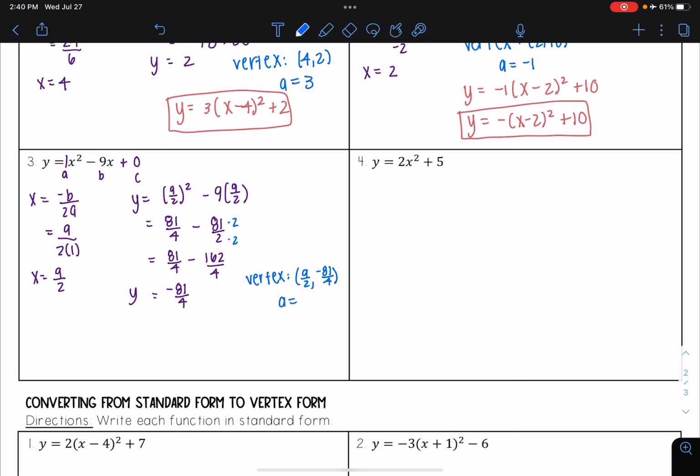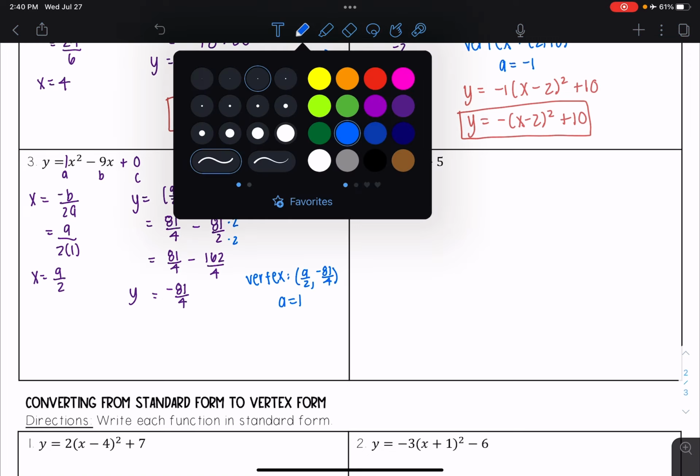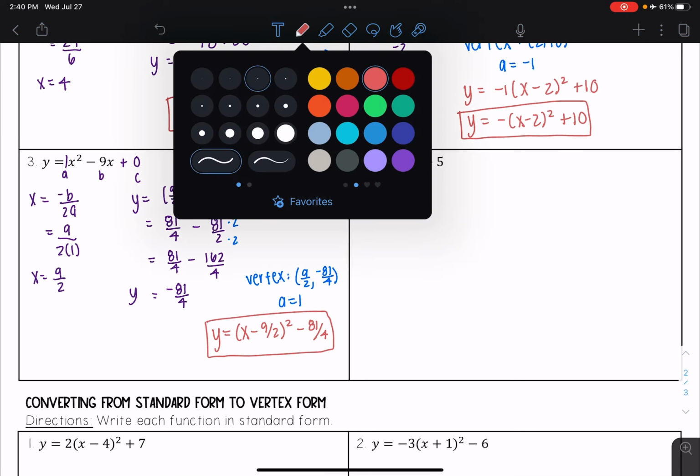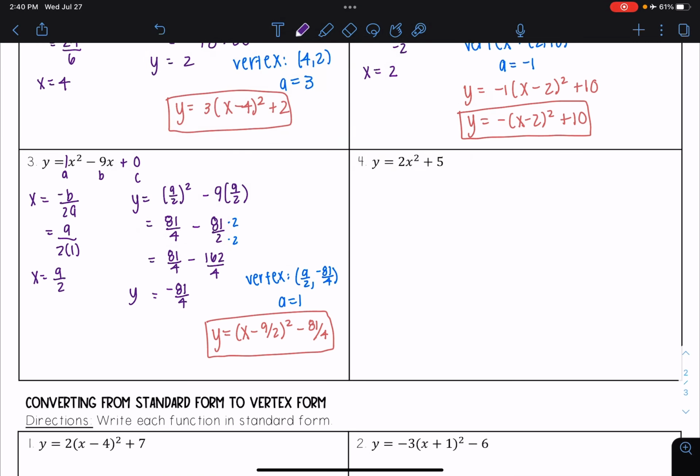My a value here is 1. And so I get that my equation in vertex form is y equals a, which is 1, so I don't really need to write anything, times x minus 9/2 squared minus 81/4. Okay, let's go ahead and look at one last one.